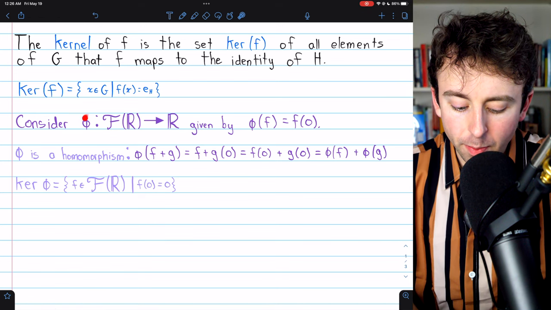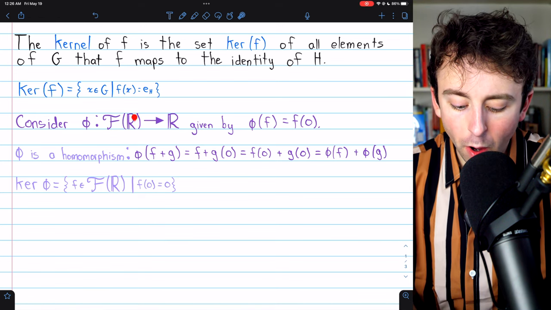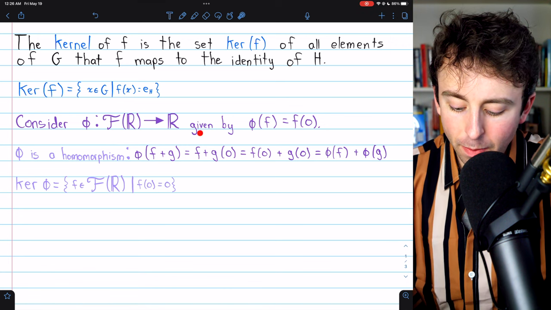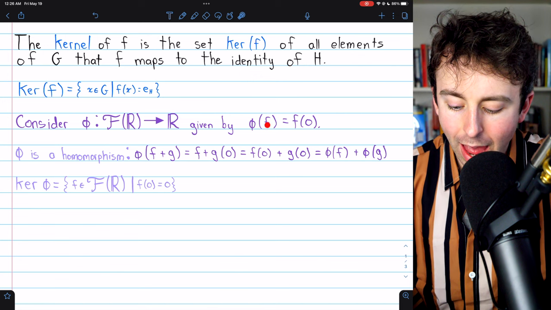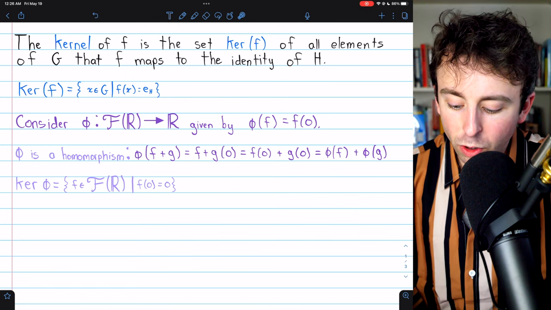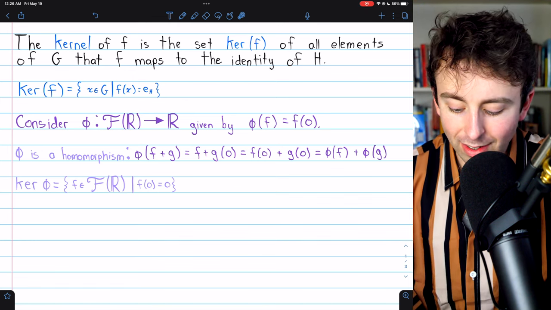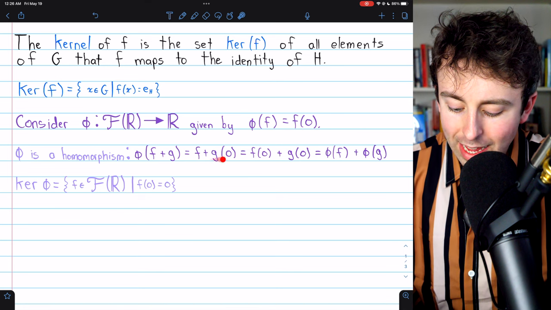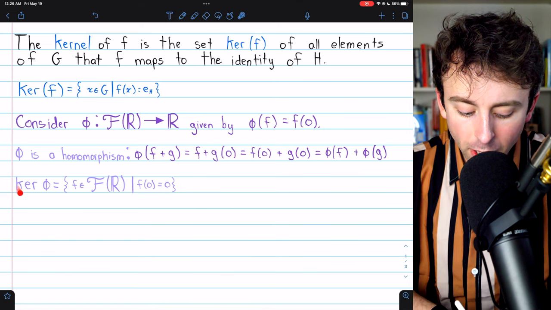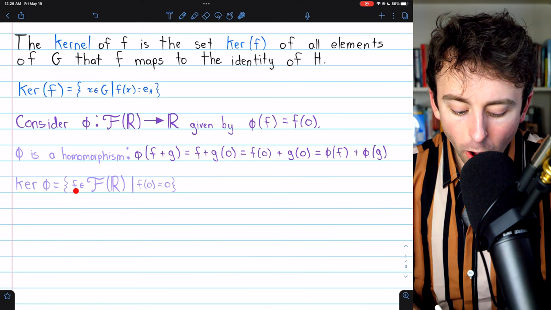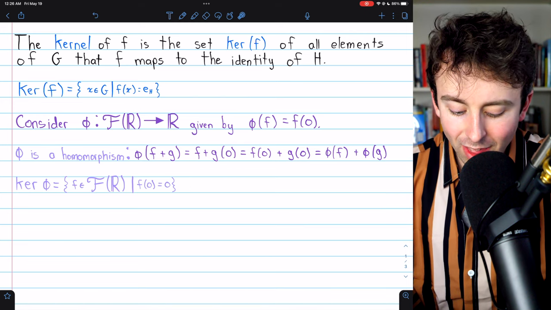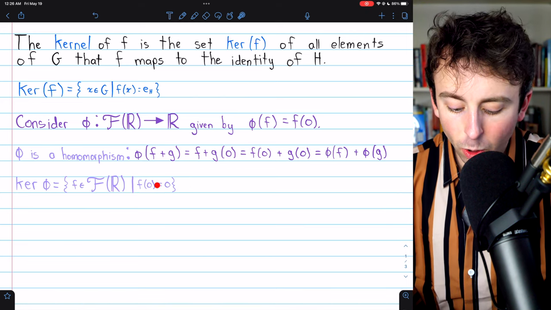Consider this homomorphism phi from the additive group of all real-valued functions to the set of real numbers given by this definition. Phi of F, a function from the additive group of real-valued functions, is equal to F of 0. So this is our homomorphism. I verify that here. You can review that if you're curious. And then by definition, the kernel of this homomorphism is all functions from the domain of real valued functions such that F of 0 is equal to 0.